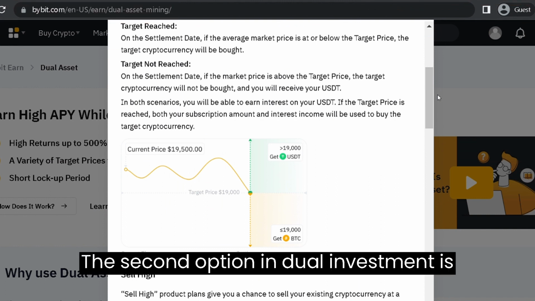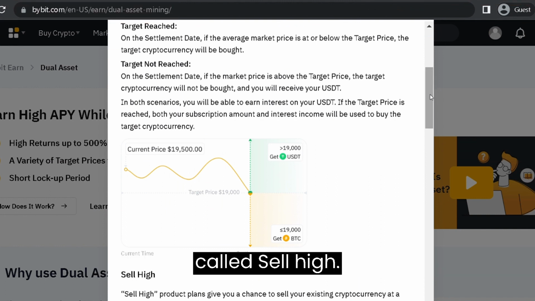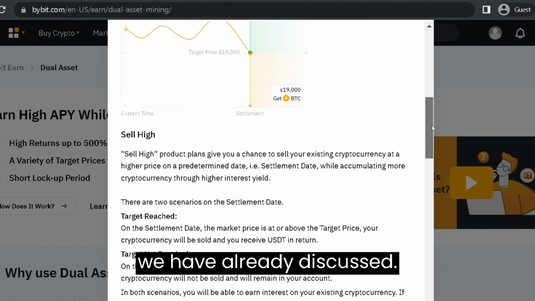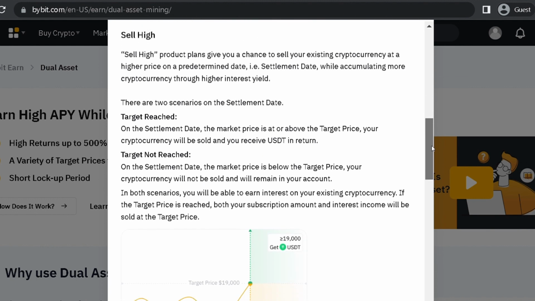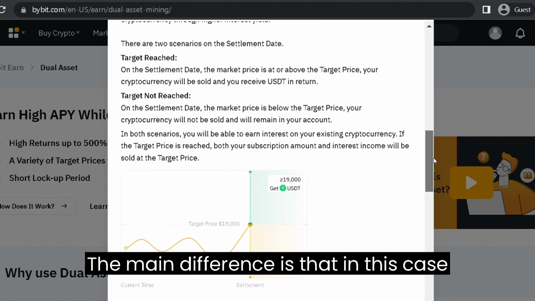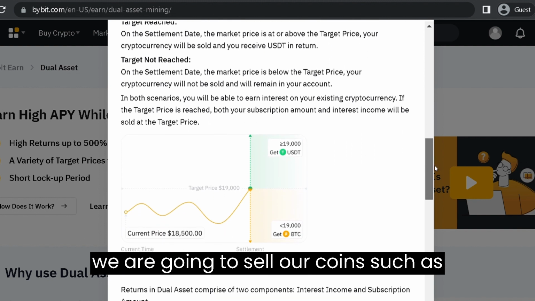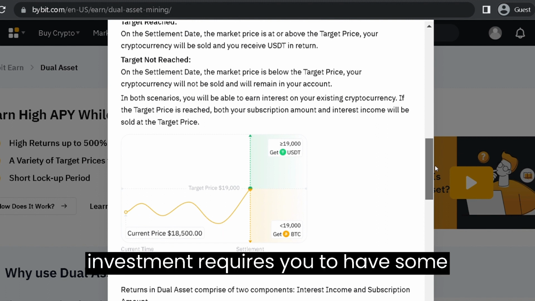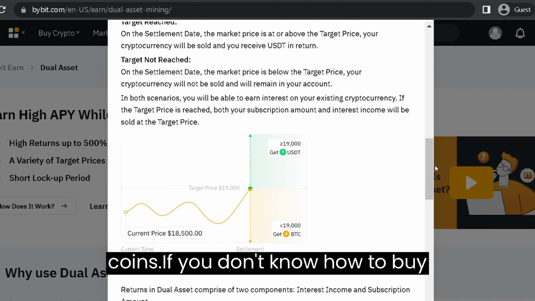The second option in dual investment is called sell high. Essentially, it is the opposite of what we have already discussed. The main difference is that in this case, we are going to sell our coins, such as Bitcoin. This variation of dual investment requires you to have some coins.